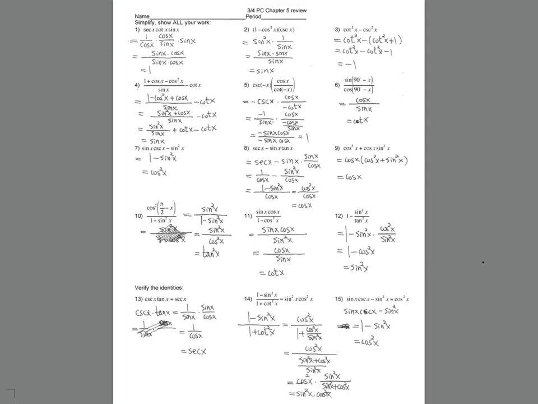Number 4, 1 plus cosine x minus cosine square x over sine x minus cotangent x. So here, again, I see the 1 minus cosine square x. So I deal with these two terms first. 1 minus cosine square x equals sine square x, plus cosine x, divided by sine x. So I'm going to divide individual terms. Sine square x divided by sine x, so that's sine x. Cosine x divided by sine x, that's cotangent x. That's exactly cotangent x.